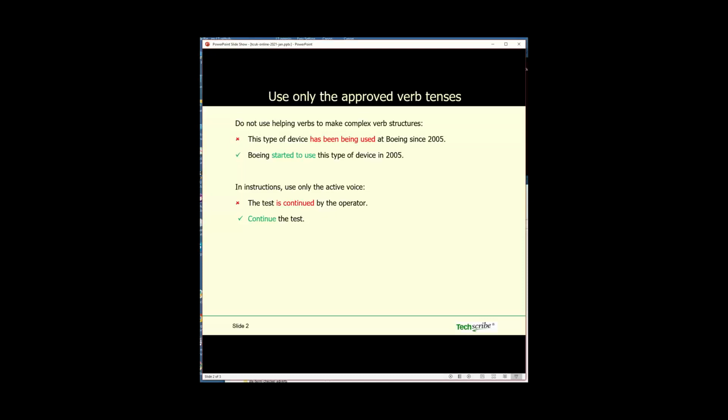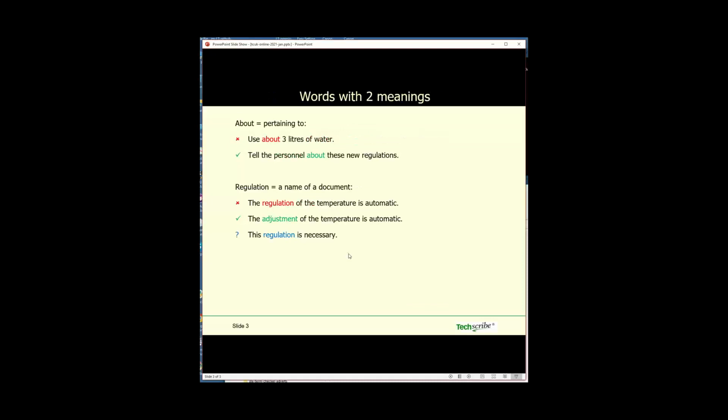Words with two meanings. In English, a word with one particular part of speech can have many, many meanings. One of the rules in STE is that we use a word with its approved meaning. For example, the word about is approved as an adjective with the meaning of pertaining to, relating to. It's not approved with a sense of approximately. So I mustn't write use about 3 litres of water, but I can write use approximately 3 litres of water. And I can write tell personnel about these new regulations.